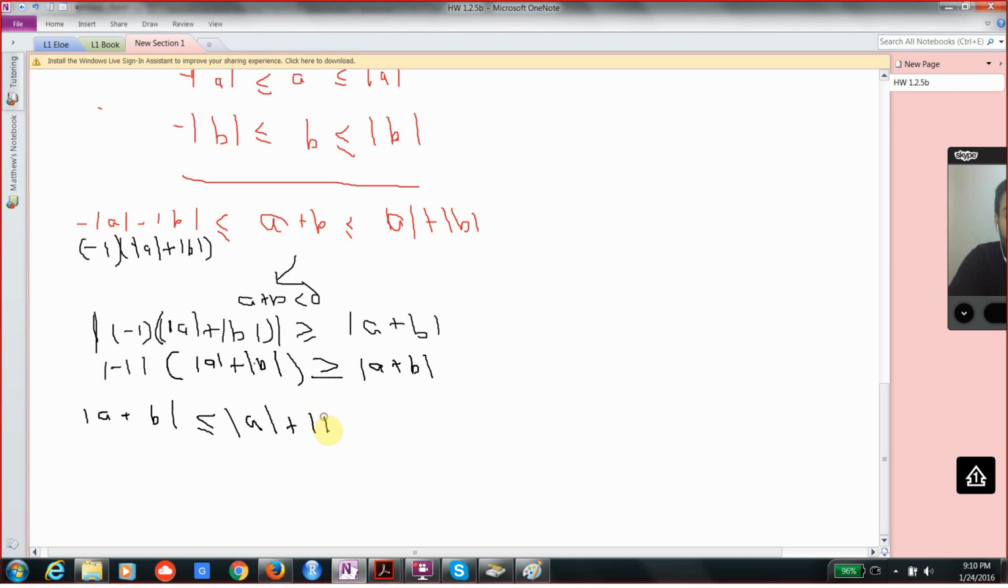If I assume that A plus B is greater than 0, then the absolute value of A plus B is equal to A plus B. If this is positive, it's equal to its own absolute value, right? So if I suppose that A plus B is greater than 0, then I know that the absolute value of A plus B is equal to A plus B, because the absolute value of a positive number is equal to itself.